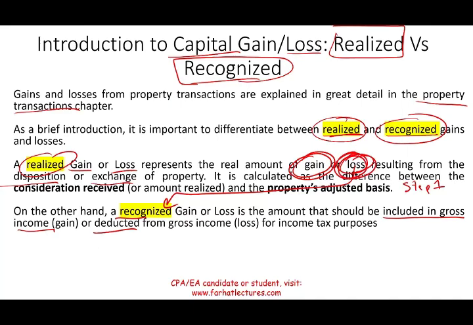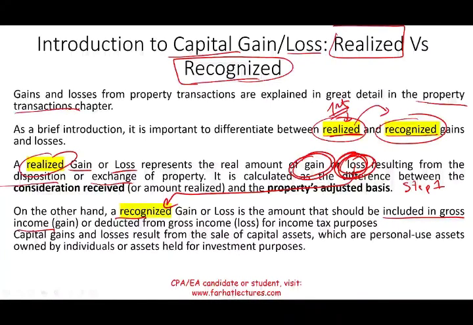So that's why we need to know the realized amount. You don't know the recognized unless you know the realized. So the first thing is, do you know how to compute your realized? After you figure out the realized, what really happened, now tell me, is it taxable, or is it deductible if it's a loss? Where do capital gains and capital losses come from for individuals?